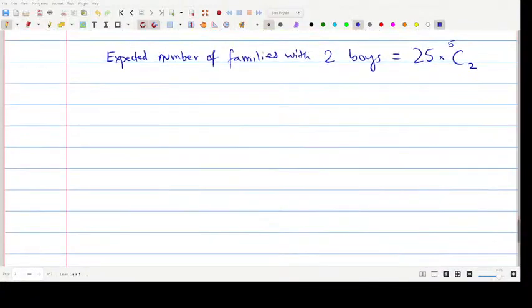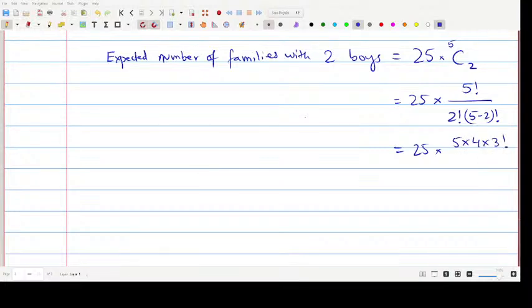So let's quickly calculate the value here. 25 multiplied by 5C2 is 5 factorial divided by 2 factorial multiplied by 5 minus 2 factorial, right? I'm not jumping any step here whatsoever. You should not jump in your exam as well. So 5 factorial, in a smart way, we can write as 5 multiply 4 multiply 3 factorial. 2 factorial is 2 multiply 1. And 5 minus 2 is 3, so 3 factorial here.